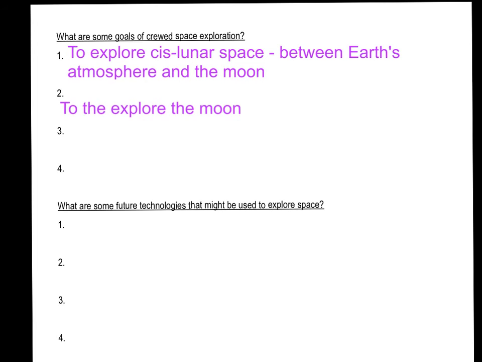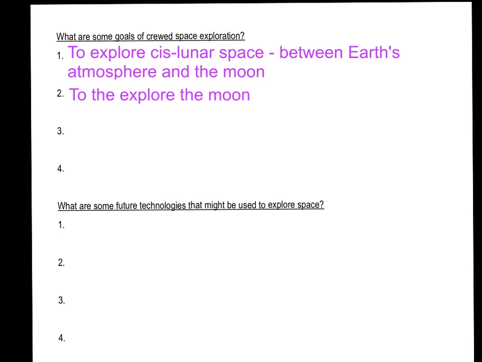The second one is to explore the moon. The moon is kind of like the bottom of the ocean. We don't know a ton about it, even though we've been to the moon a few times. But we're looking at developing plans with several other countries. We have an International Space Station, but we don't have anything currently on the moon, like a lunar base, that would allow us to live and work in space for extended periods of time. So that's a possibility for the future.